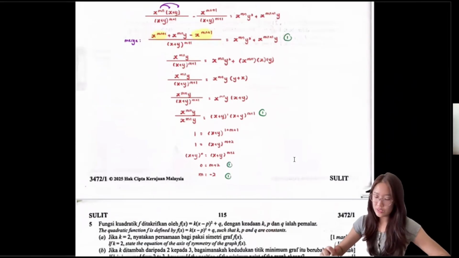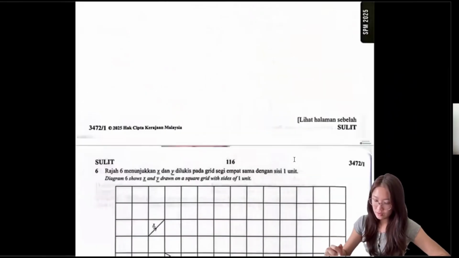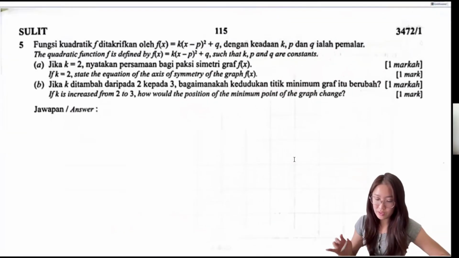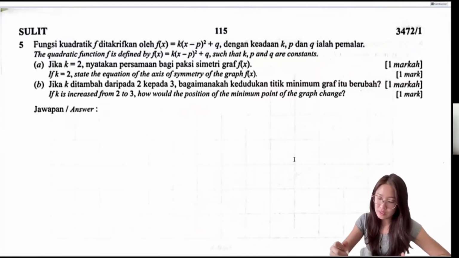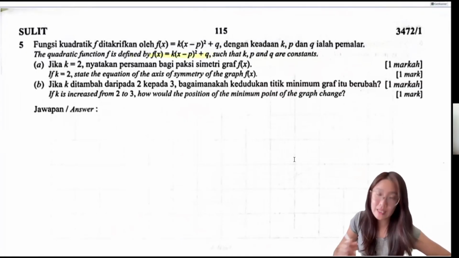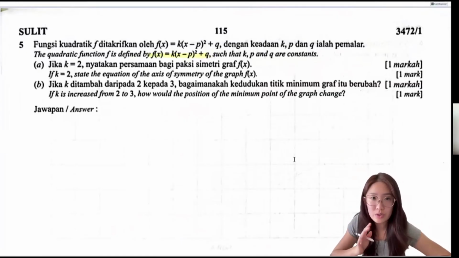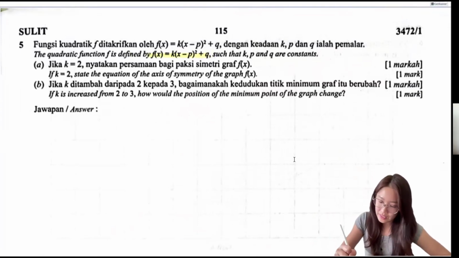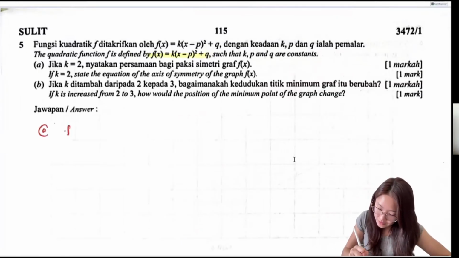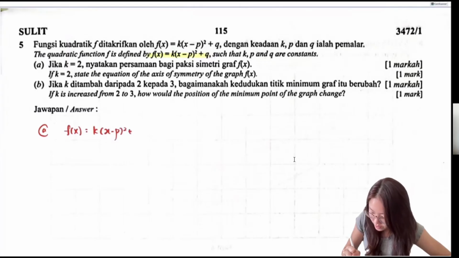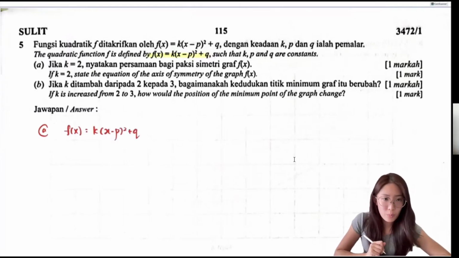Now next one, question 5. Oh, question 5 is just 2 marks. This is quadratic function, form 4, chapter 2. Quadratic function is defined by f(x) equals k times (x minus p) squared plus q. k, p, and q are constants, constants meaning numbers, just using letters to represent right now. And then you realize that your function f(x) equals k(x minus p) squared plus q is already in vertex form.